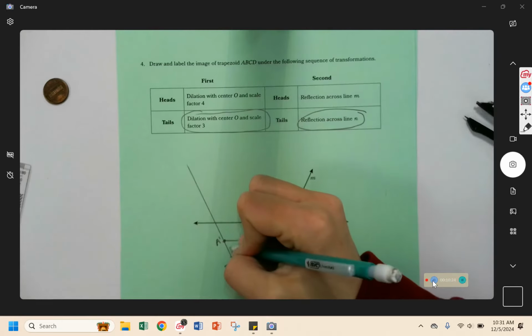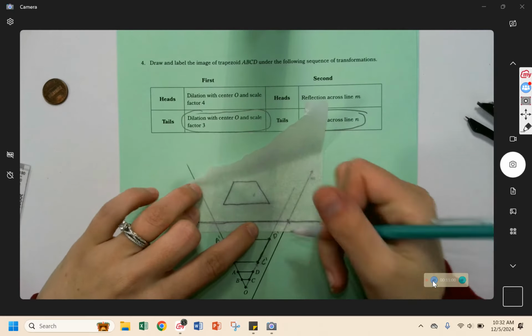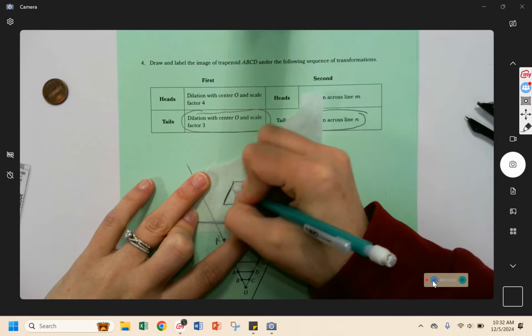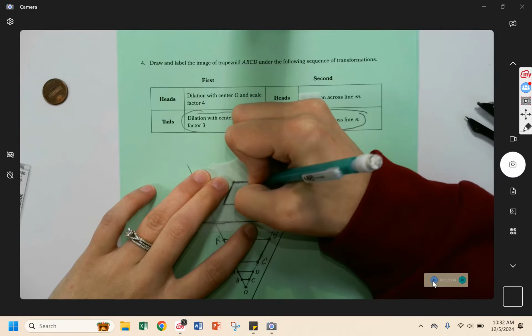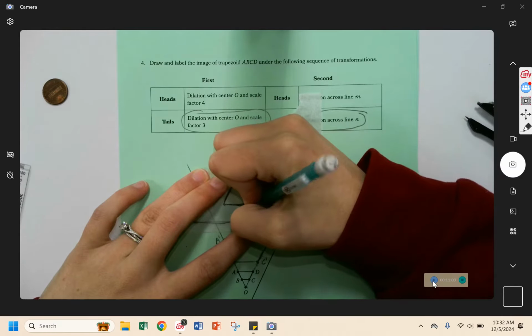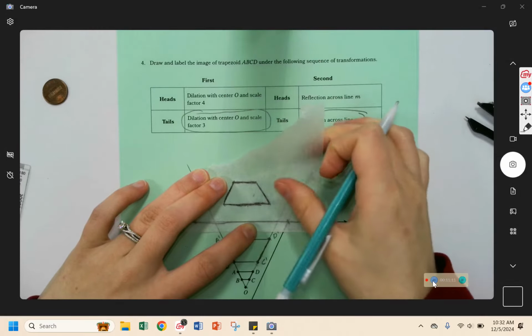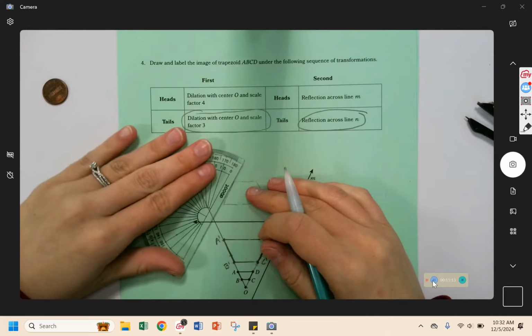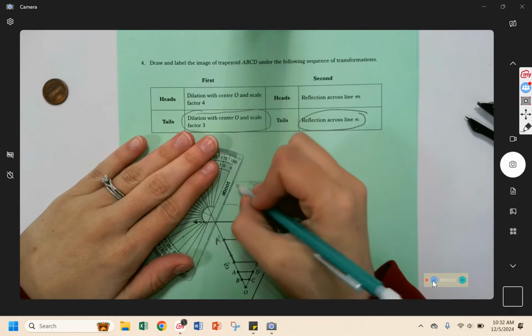And we're reflecting across line N, so the end point should be here, and then that little mark should be in the corner where they cross. Trace back over it to help us see where it is in its new location. And then use a straight edge.